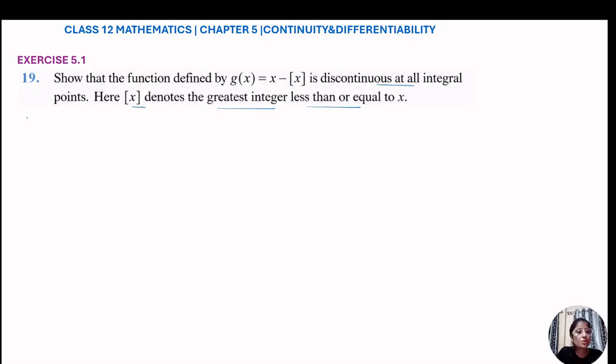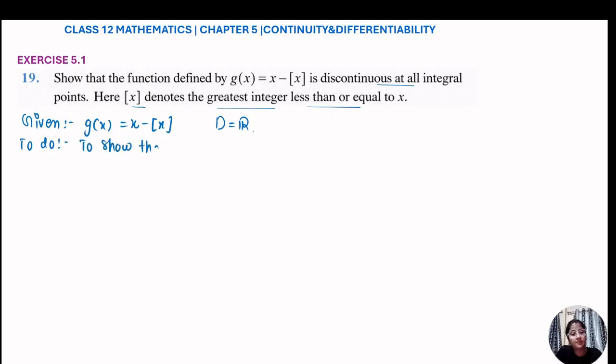So what are we given? We are given a function g of x equals x minus greatest integer of x. As you can see, this is completely defined for any real number, so our domain is R. There is no issue in that. Then what we have to show is that g is discontinuous at any integer.